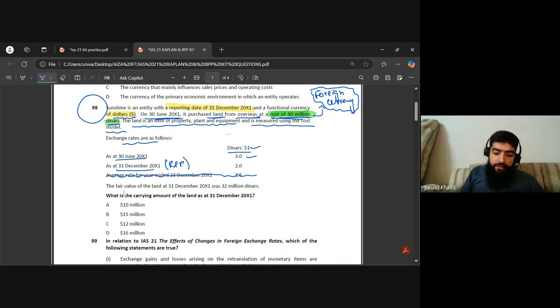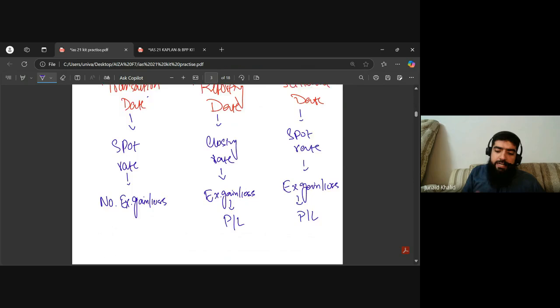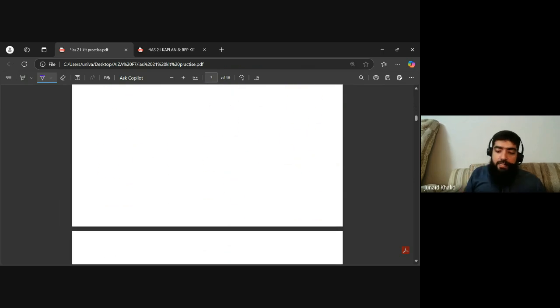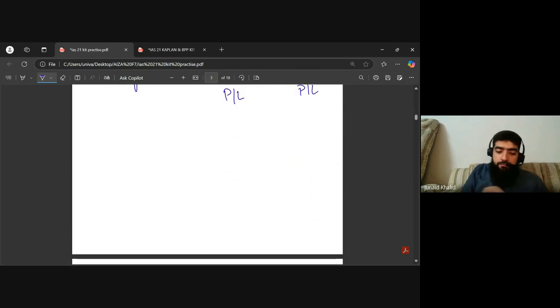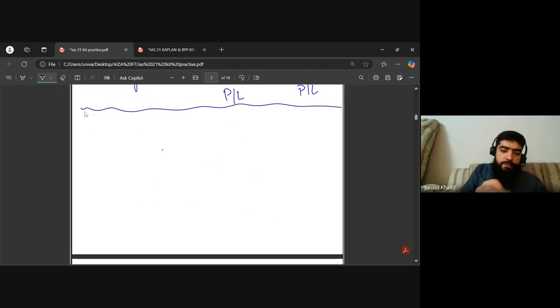Now, the fair value of the land at 31st December 2001 was 32 million dinars. Now, what is the carrying amount of the land? Although here it is asking for the carrying amount of the land, we will be solving the whole question so that we have a good understanding of IAS 21. We'll be taking all the aspects of that. So first, question number 98.